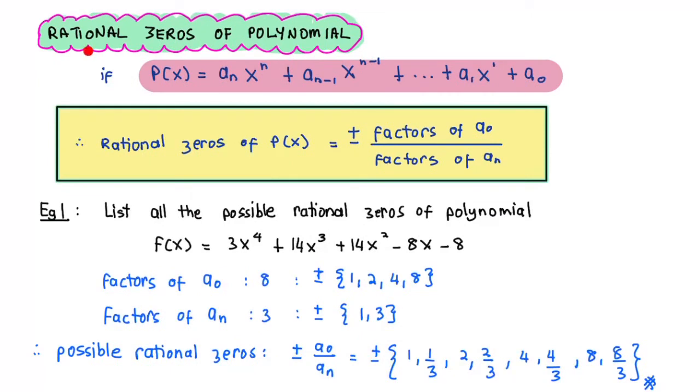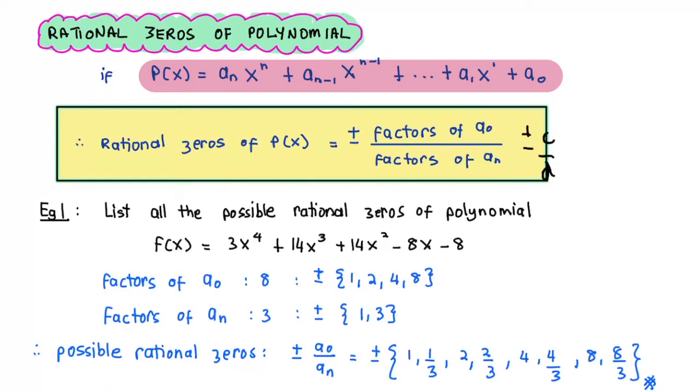Now let's look at rational zeros of polynomials. So if you have this general form of polynomial here, the rational zeros of p(x) you can find by using plus minus factor of a naught over factor of a n. Use the symbol plus minus c over d. So what is c? c is a factor of your constant coefficient, while d is a factor of your leading coefficient.